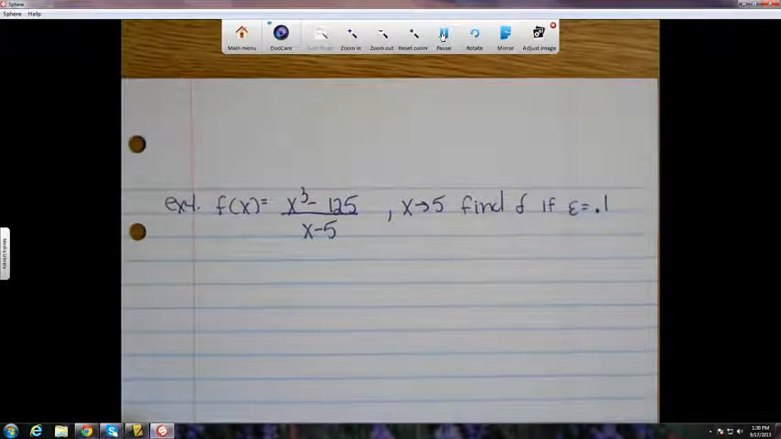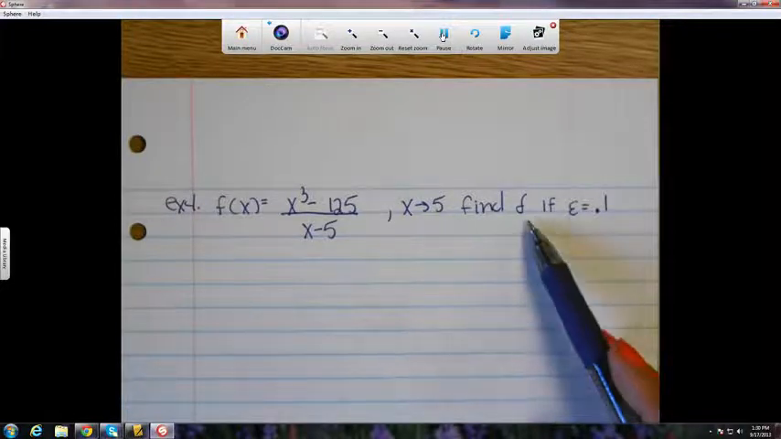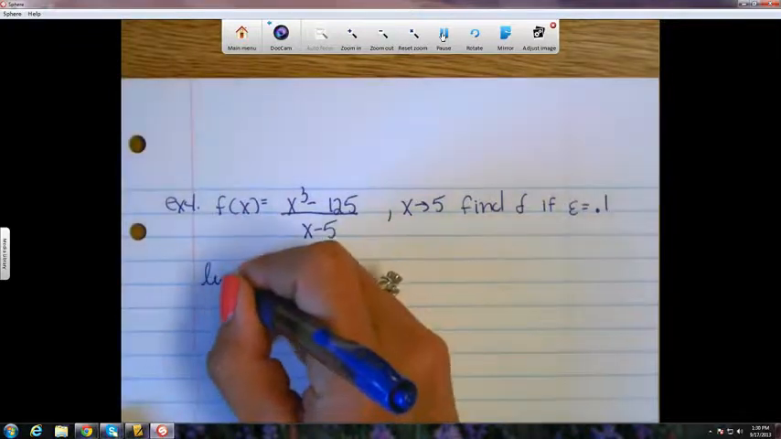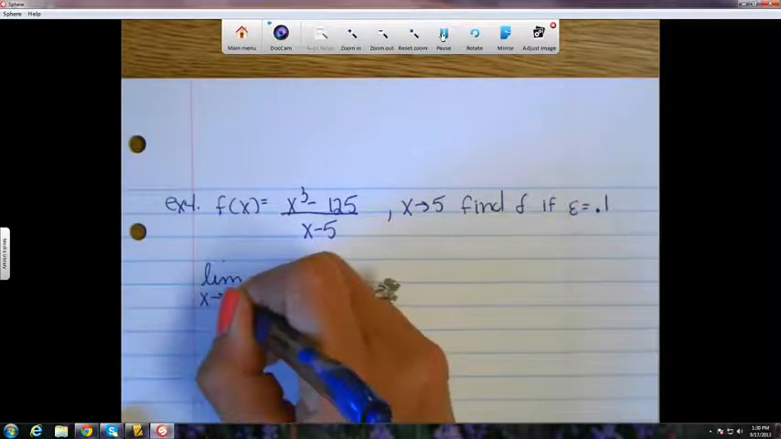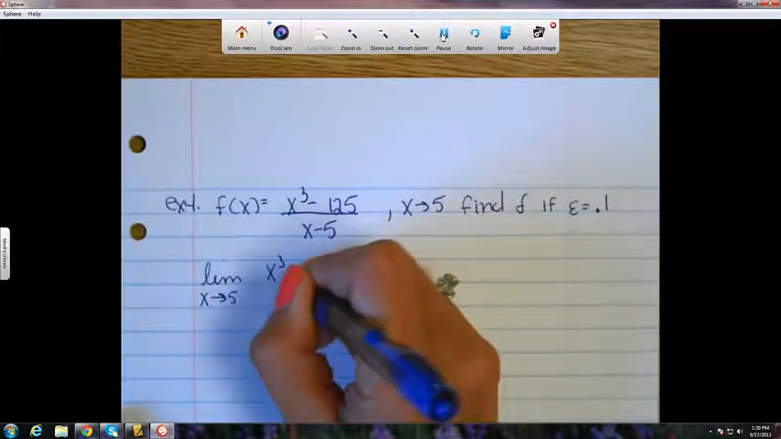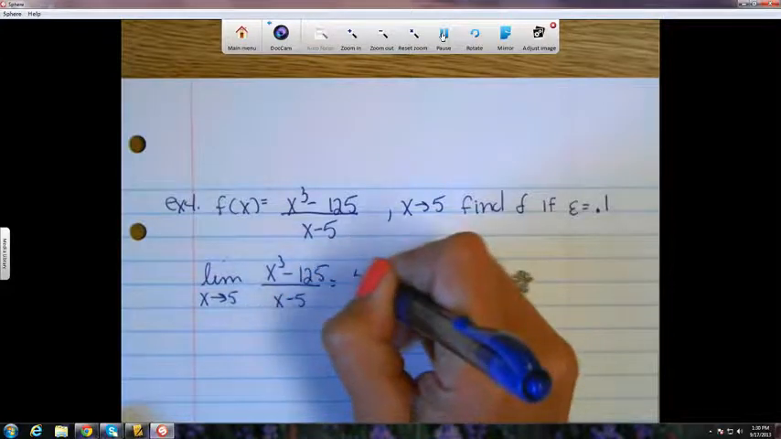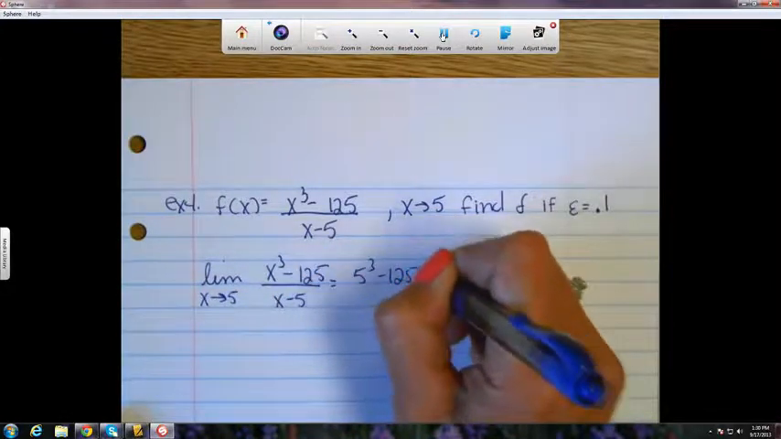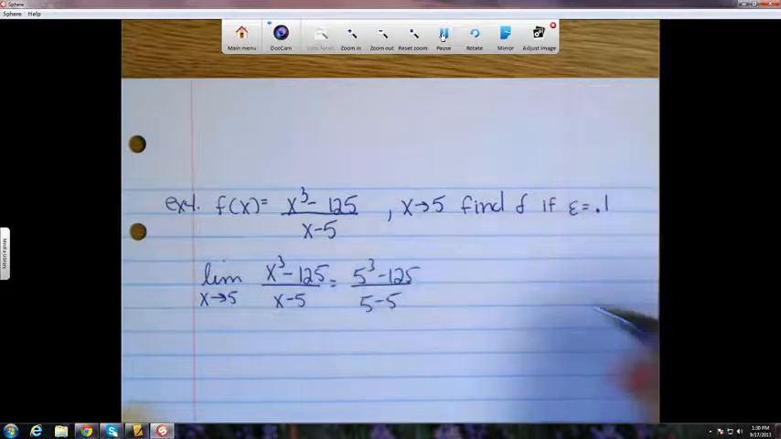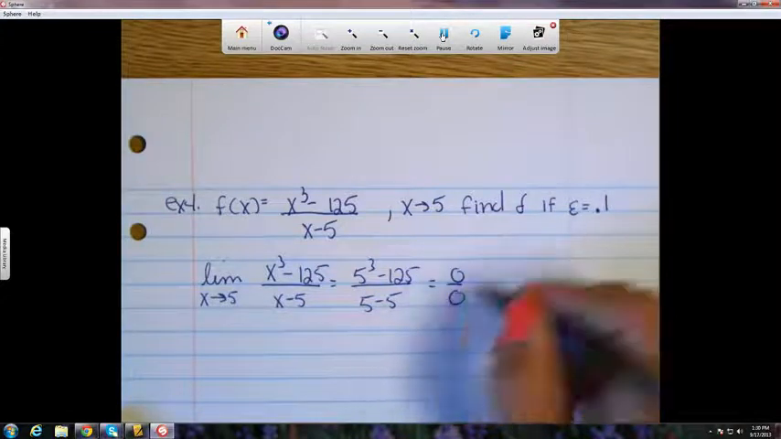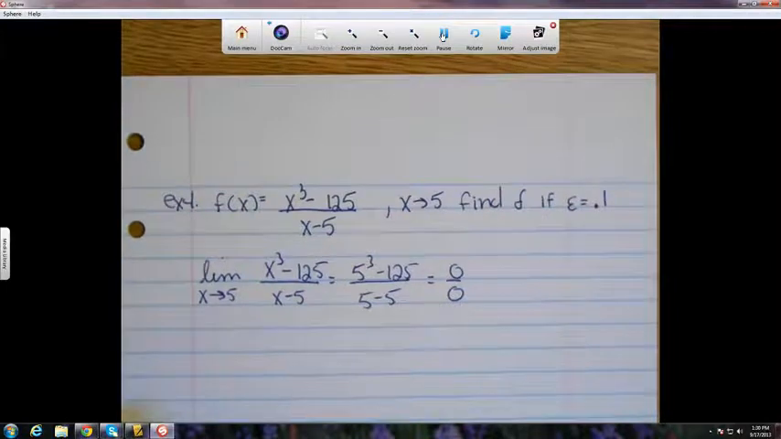Okay, so we're going to do everything algebraically. In order to find delta, you still have to find the limit first. You have to know that. So we've got to find the limit as x approaches 5 of x cubed minus 125 over x minus 5. 5 cubed minus 125, 5 cubed is 125. I'm going to get the 0 over 0, the indeterminate, which says we can factor and remove the discontinuity.